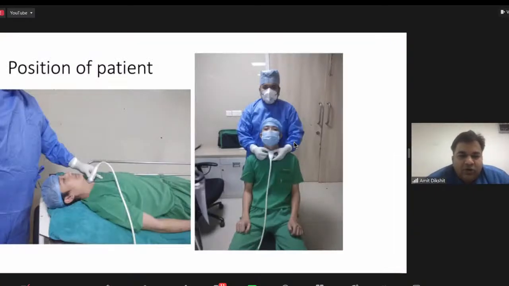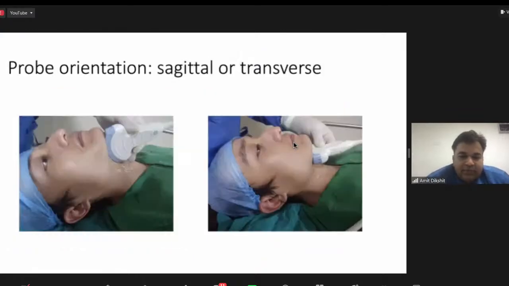Dr. Apeksh sir has already highlighted the importance of different positioning, with the log roll and neutral position, and how we should achieve flexion at the cervical spine and extension at the atlanto-occipital joint. By and large, for ultrasound assessment, you will read in the literature, people talk about neutral head position and hyperextended neck. So extended and neutral are the two positions in which we assess the neck. Probe orientation can be sagittal and transverse.